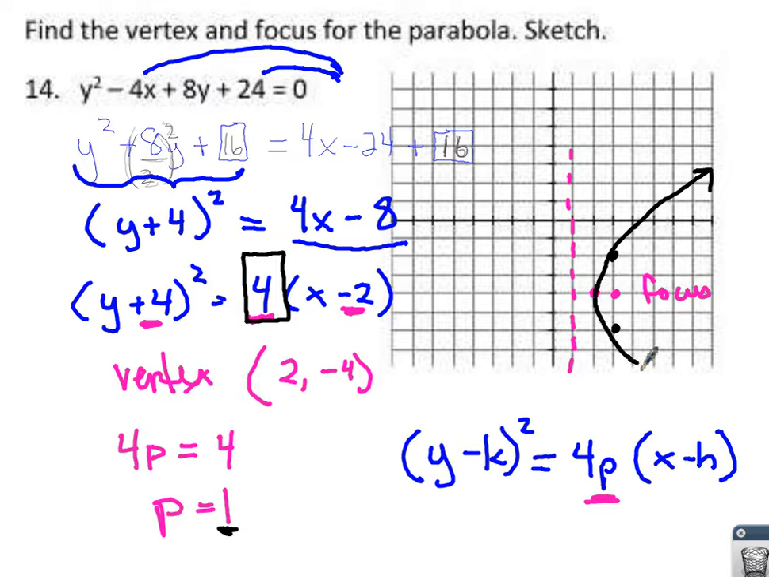It is the line that goes through your focus parallel to your directrix. Okay, and where that intercepts your parabola has to be that same distance. So it's 4 units from where the latus rectum intercepts your top to your bottom. So let's see. The vertex is at 2, -4, and the focus is at 3, -4, since it's 1 unit to the right of your vertex.